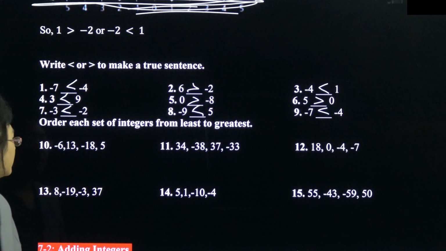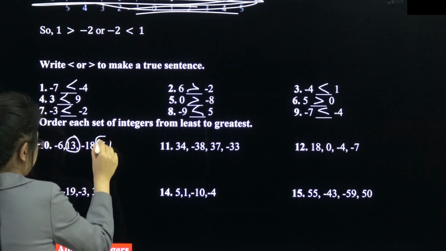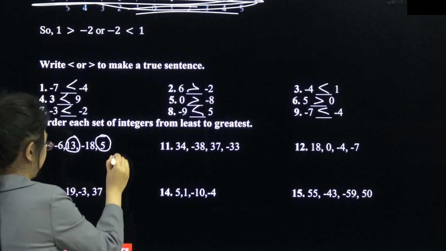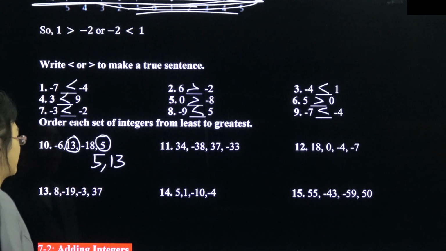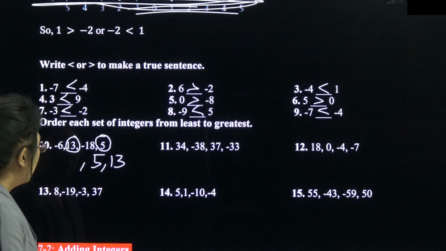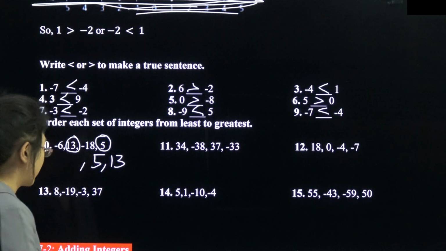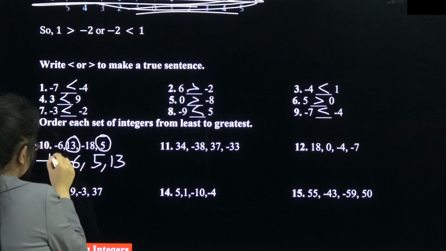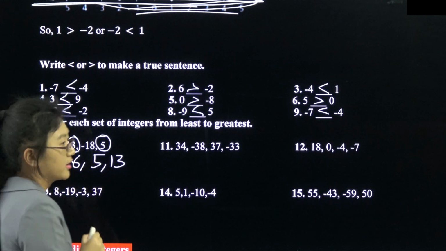-6, 13, -18, 5. So we already know that the positive numbers are greater than the negative numbers. And we know that 13 is bigger than 5. So since it's least to greatest, the last two would be 5 and 13. Now what about -6 and -18? Well, 18 is bigger than 6. So -18 is smaller than -6, because that's how negative numbers work. Therefore, from least to greatest, it will be -18, -6, 5, 13.